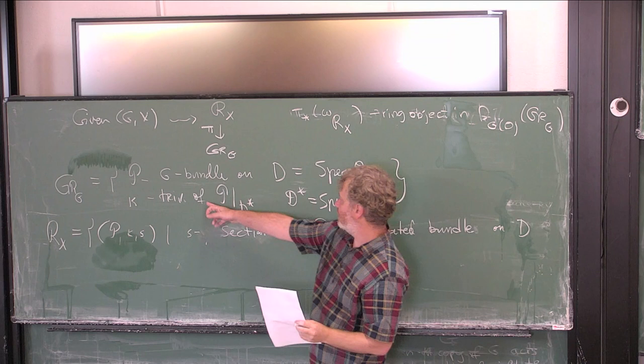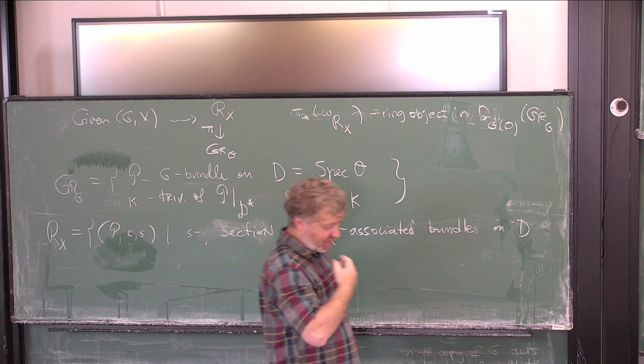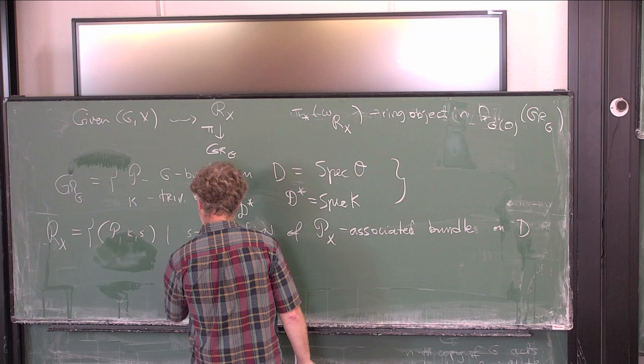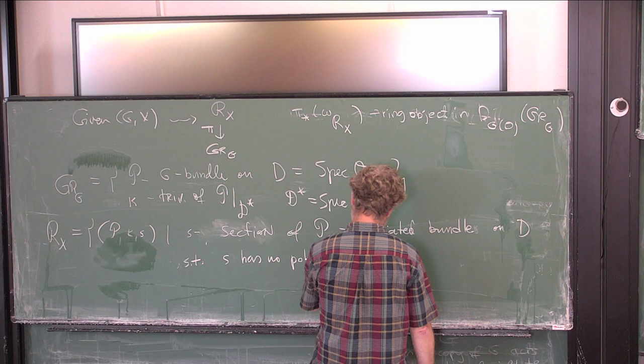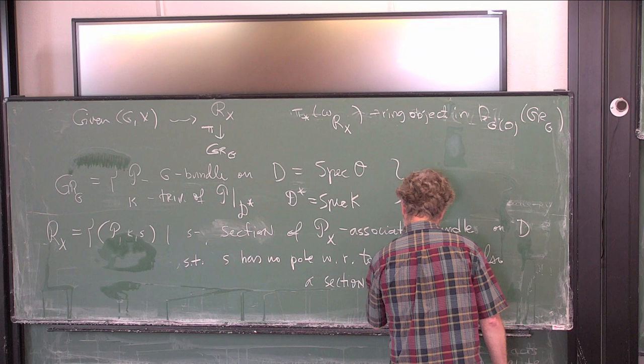If I have the section on the disk, automatically I get a section of a trivial bundle on the punctured disk, because on the punctured disk my P is trivialized. I want that to extend to an actual regular section of a trivial bundle everywhere, such that S has no pole with respect to kappa, i.e. S is also a section of the trivial bundle, which is just D times X.